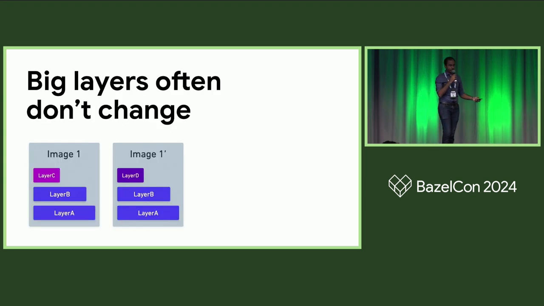So fortunately for us, container images are constructed in a very helpful way. They have large base layers that don't really change very often. Like that Debian layer we saw earlier. So that means we can avoid downloading 95% of bytes on most of these builds or more. So here we have image 1 and image 1 prime. Layers A and B haven't really changed between both builds.